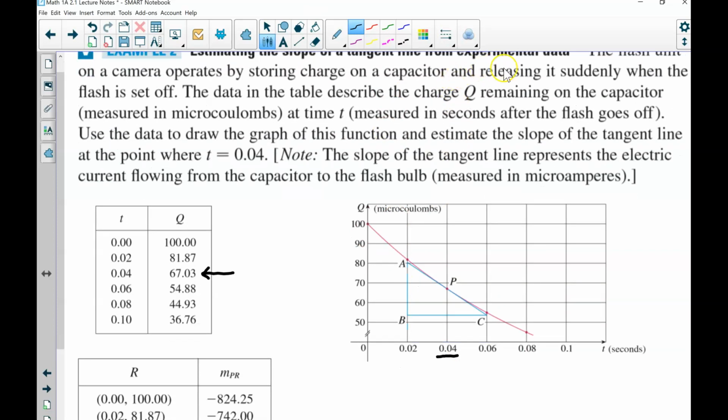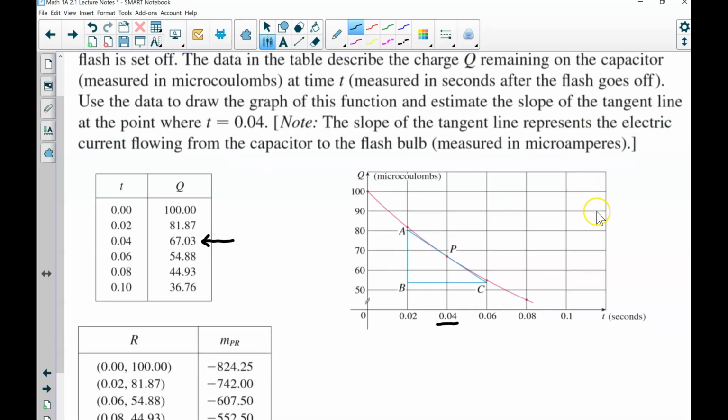Okay, so now, since that is the point that we're going to be using, the point that we're selecting here is when x is 0.04 and the output is 67.03. Now again, these are data values that have been given to us.